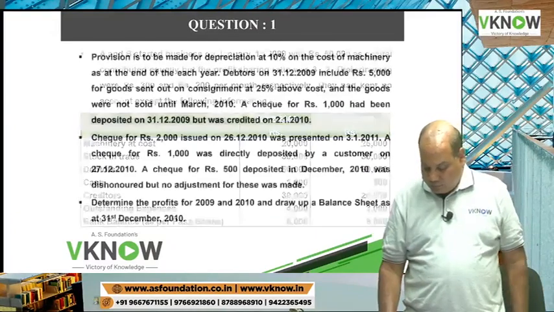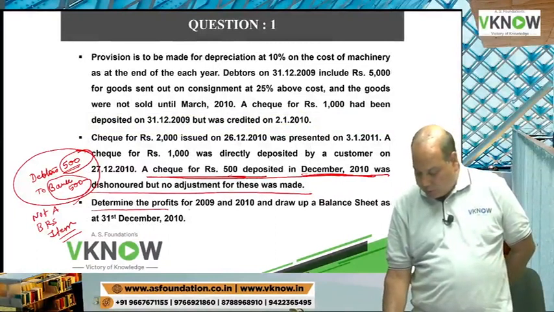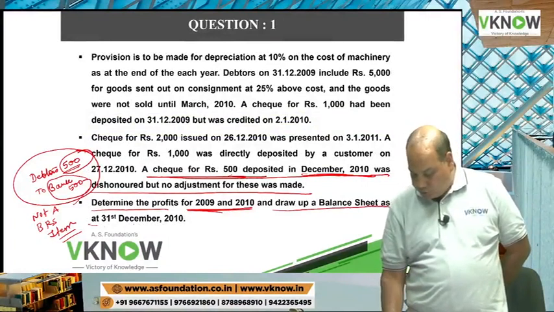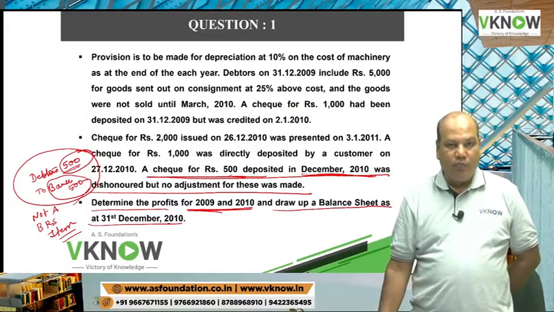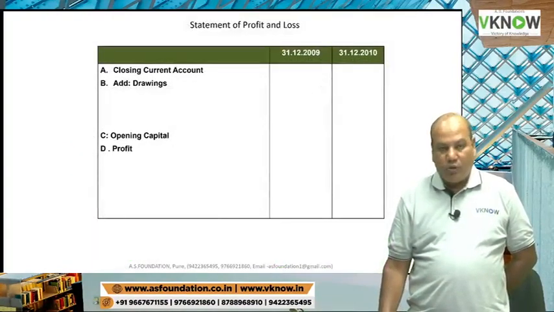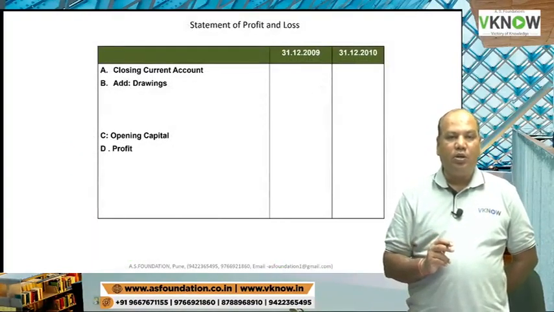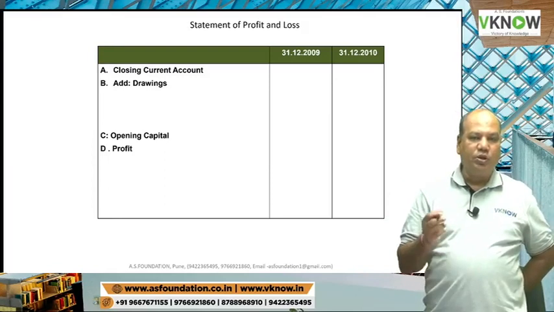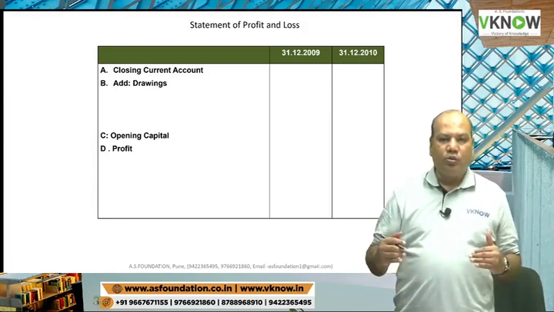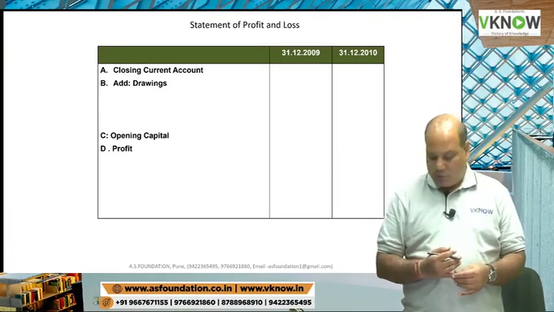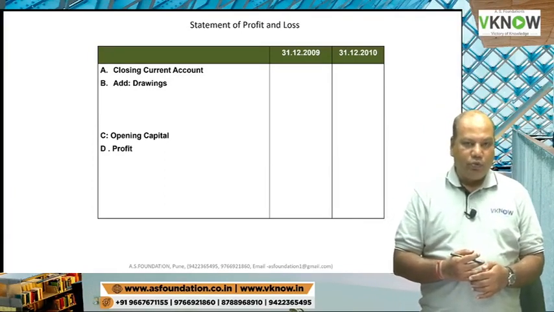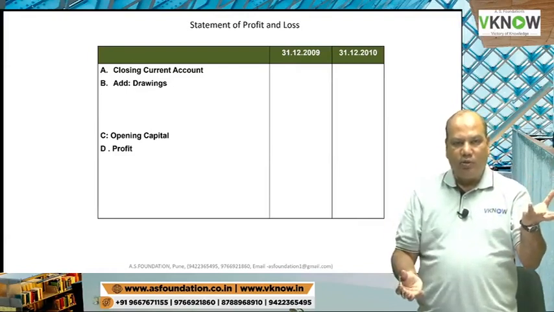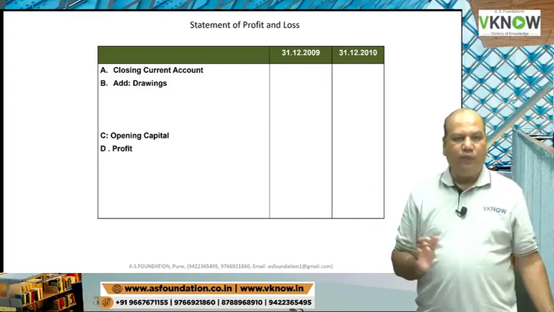Let us begin. The question is: determine the profit for both the years 9 and 10 and draw a balance sheet on 31st December. In this question, we will not prepare our normal trading and P&L account. We will prepare a statement of profit and loss. Like the previous two questions, question number 2 and 3, here also we will find out the profit by preparing a statement of profit and loss. Credit side items we will add, debit side items we will deduct. The balancing figure will be the profit for the year.